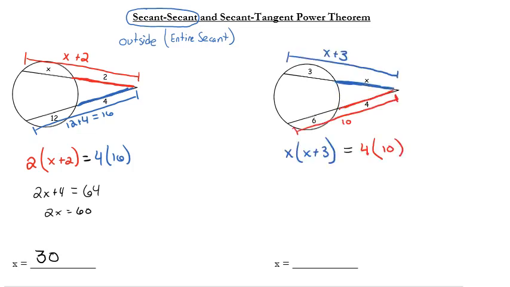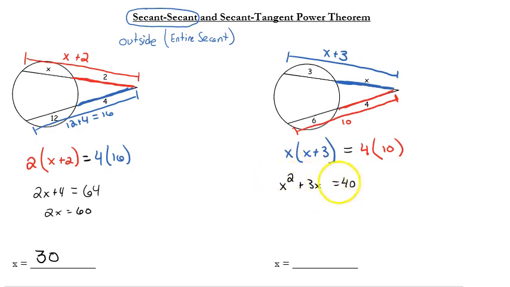Hopefully you have this set up. x times x plus 3 equals 4 times 10. x because it's outside, x plus 3 because that's the whole secant. 4 because it's outside, the whole secant is 10. This algebraically is a little bit more challenging, however. Geometrically, that's the initial setup. That's what we have to understand about this theorem. But algebraically, now when I distribute my x, I get x squared plus 3x equals 40.